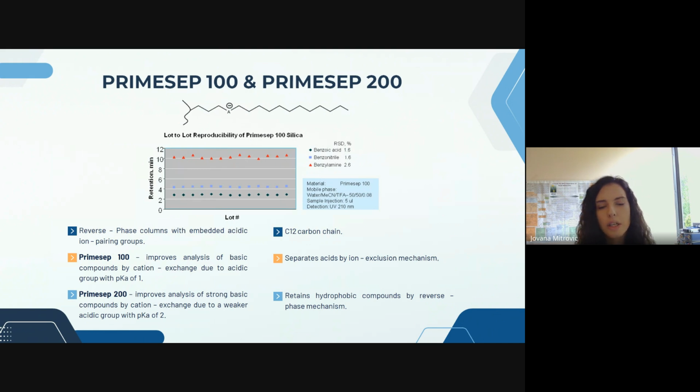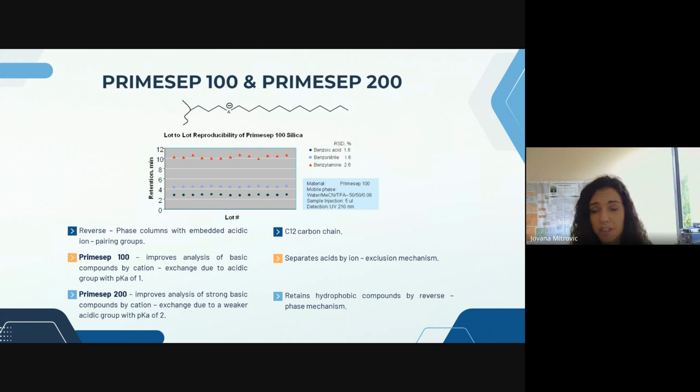So now let's look at specific examples of PrimeSep columns in action. PrimeSep 100 and 200 are both C12 reverse phase columns with embedded acidic groups, making them excellent for retaining basic compounds through cation exchange. The key difference is the strength of these acidic groups.